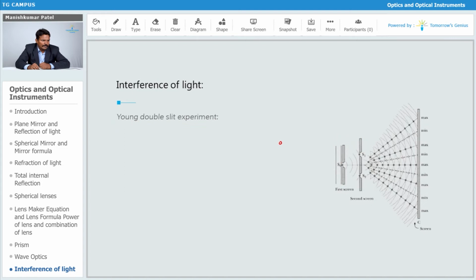See, this is the experiment that we are going to call YDSE. In that there is a monochromatic source of light which you have to consider. The two sources of light should be coherent. That means they produce waves of the same frequency, or there is a constant phase difference between these two waves. This is the most important condition.